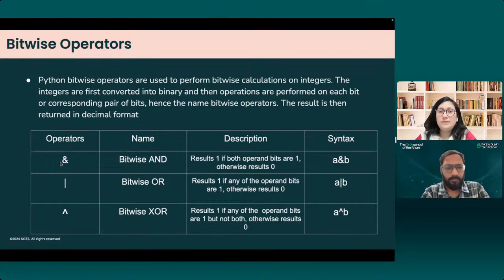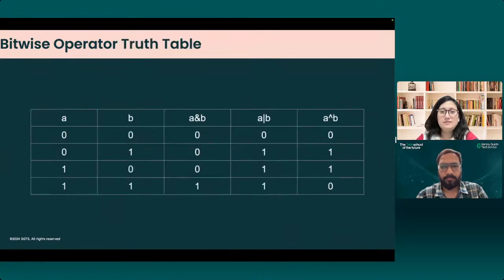Okay, so the output is going to be different from the other operator that we had already discussed. And then we have the XOR, that is the bitwise XOR operator. It results in 1 if any of the operand bits are 1 and not both. Now here you need to keep in mind that whenever two operands are the same, in that case XOR is going to give you a 0. And if two operands are different, in that case XOR is going to give you a 1. That's the thing that you have to keep in mind. So now let's see the program.